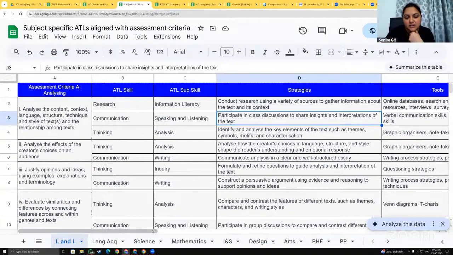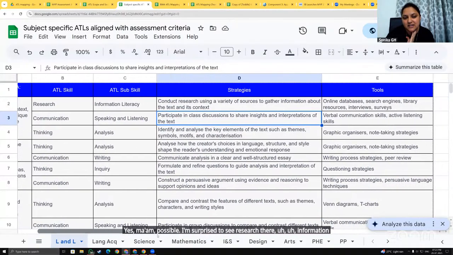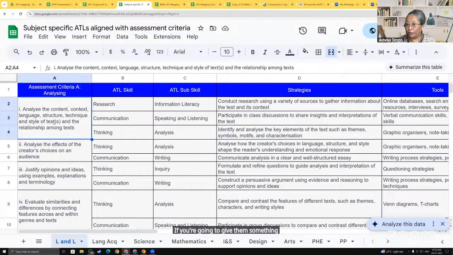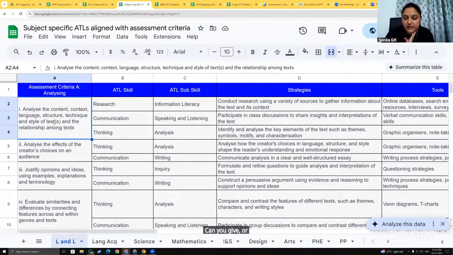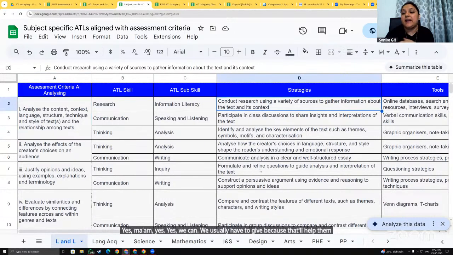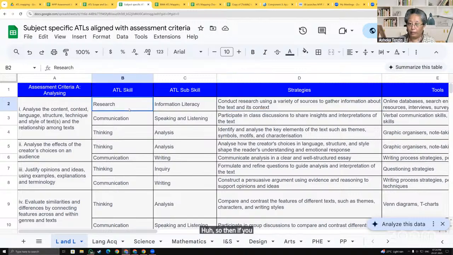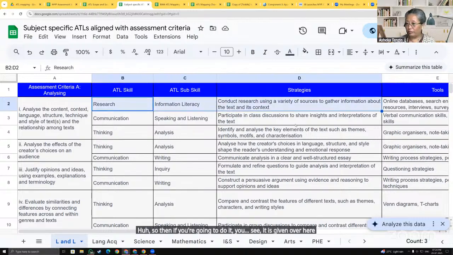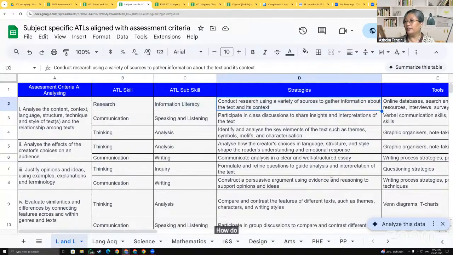Yes, ma'am, possible. I'm surprised to see research there, information literacy. If you're going to give them something to read and research before they make a presentation or something, can you give that or not? Yes, we can. We usually have to give because that will help them to get better clarity on their own interpretation. So then, you see it is given over here, research, information literacy. So now you know that you have to teach the skill. How do you expect the students to do research if you're not teaching them how to research?